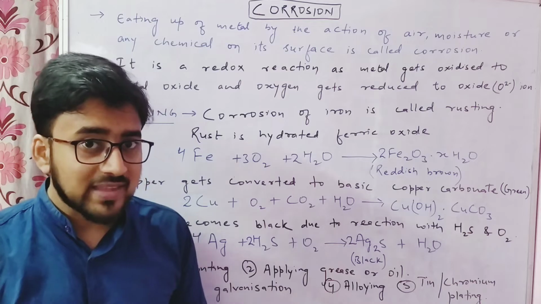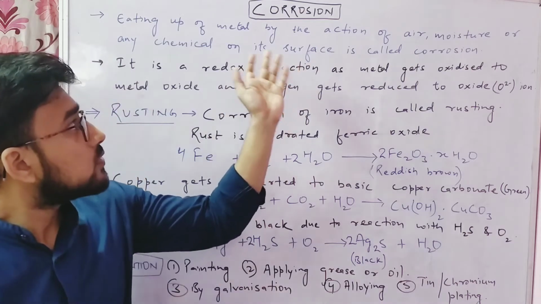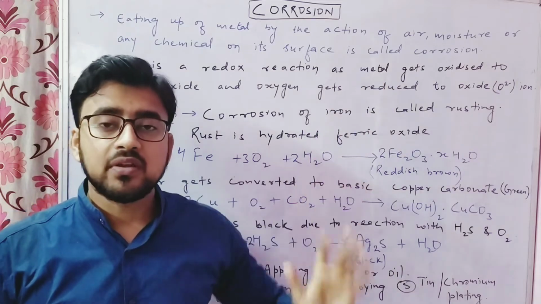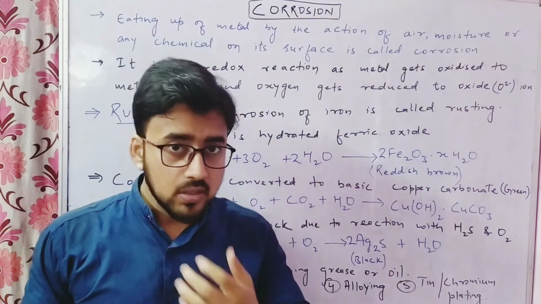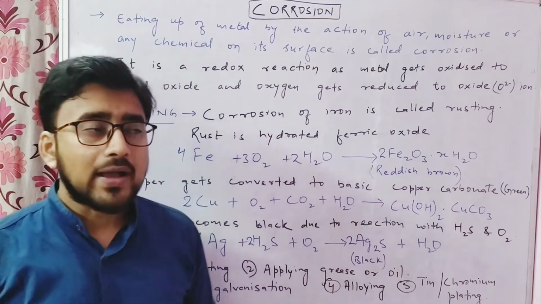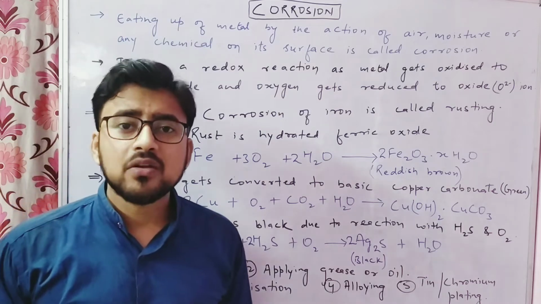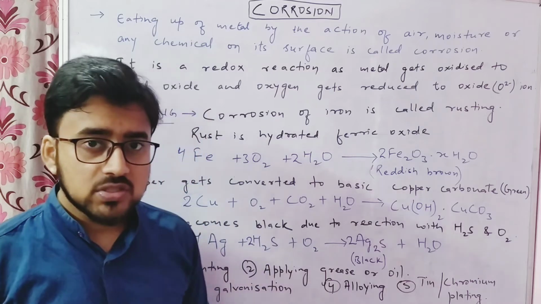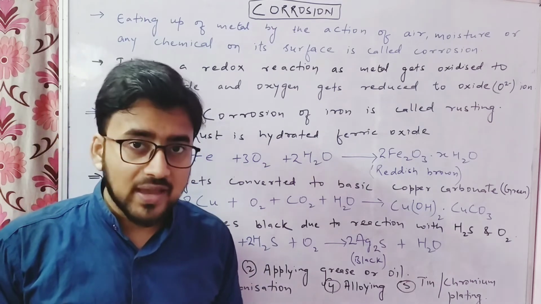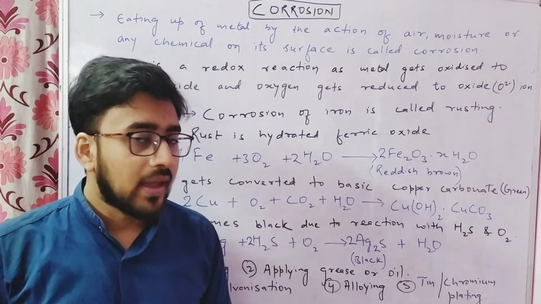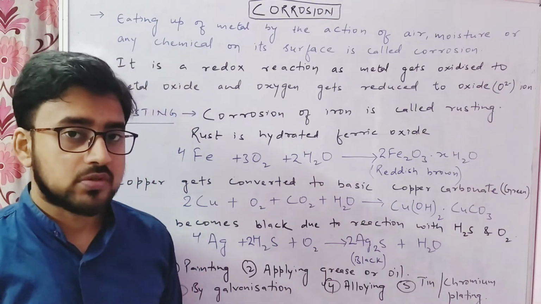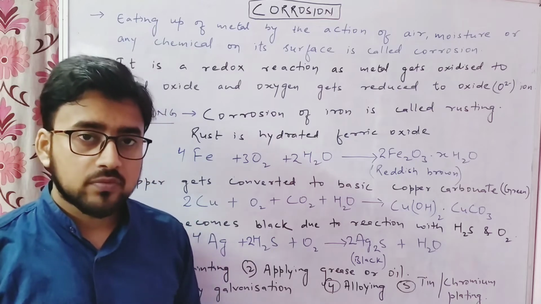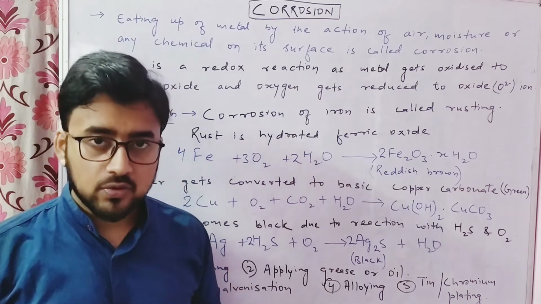So what is corrosion exactly? It is the process of slow eating up of the metal surface by different agents like oxygen, moisture, etc. Actually, corrosion is a redox reaction, in which the metals are getting oxidized to metal oxide and the oxygen is getting reduced to oxides. So corrosion is a redox reaction.